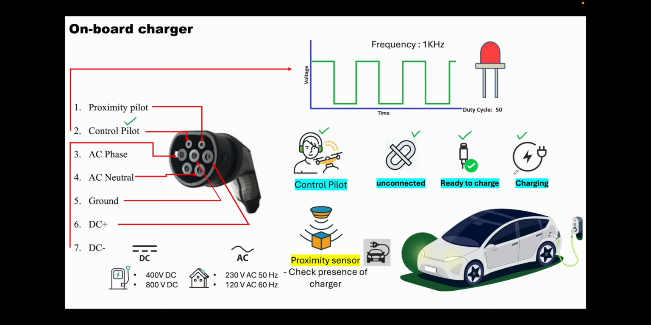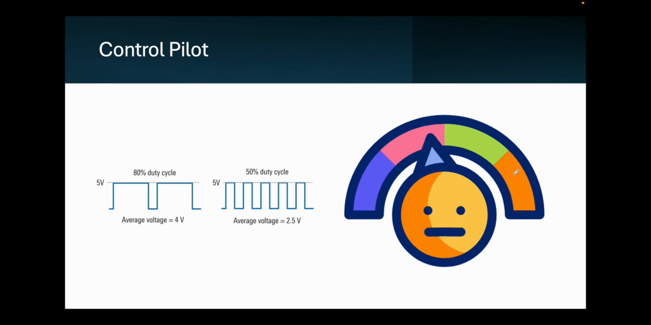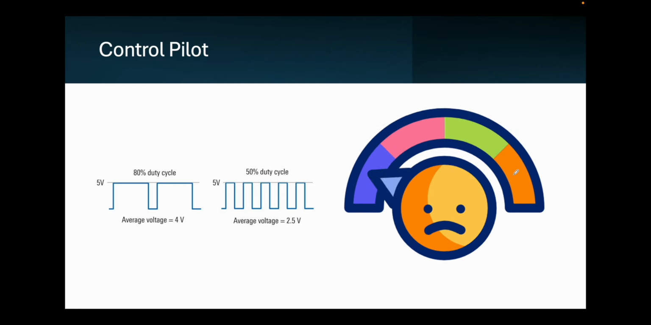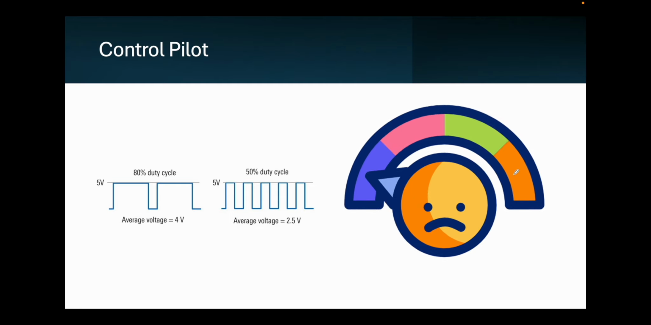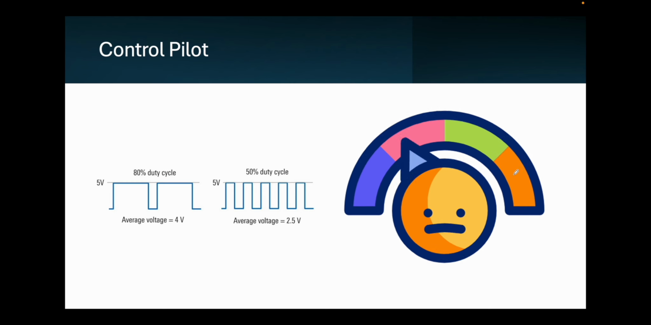And this will be repeated in a sequence, as the charging is going on. So maybe charging will stop. So again, it will go to the previous state and then you disconnect the charger. So the vehicle is disconnected from the charging station. So based on this, you can see the control pilot is able to control, and it is also able to control the current. So that we will see later on.